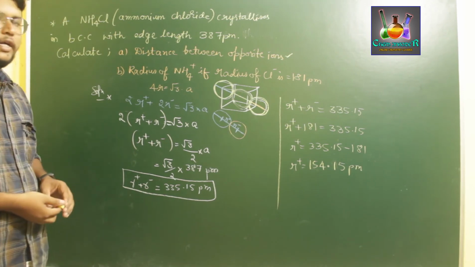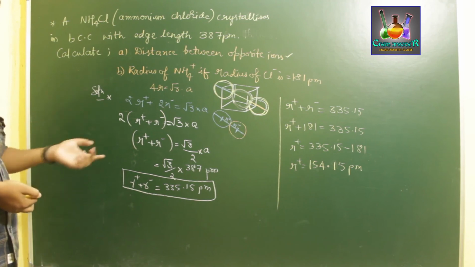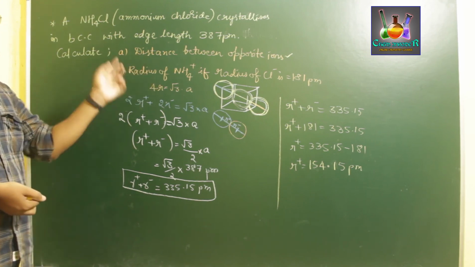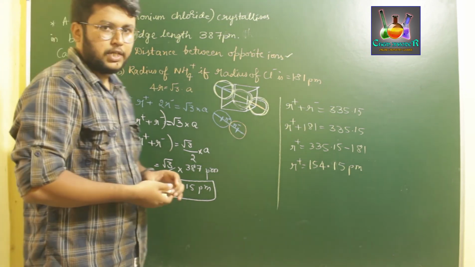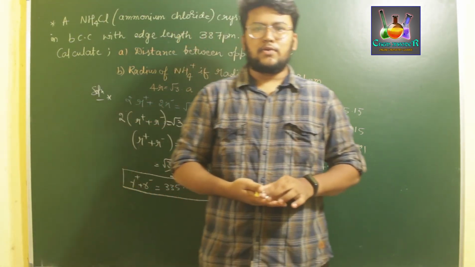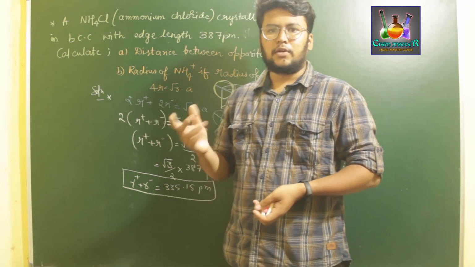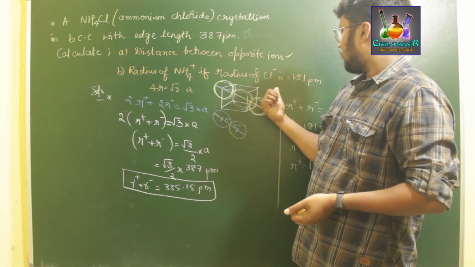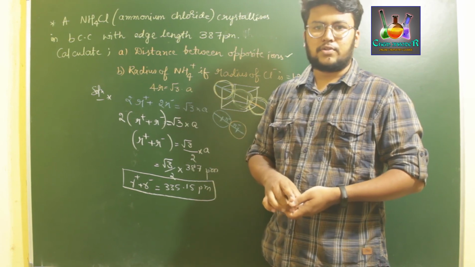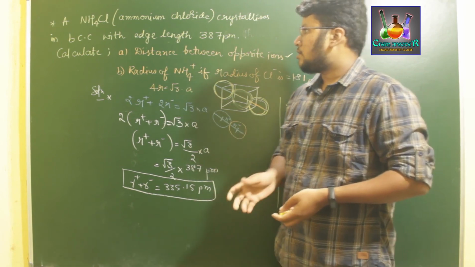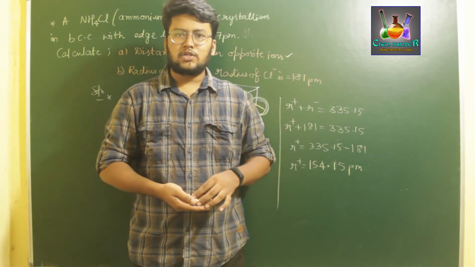So this is how we calculate the radius of the ammonium ion if we know the radius of the chloride ion, for which we first have to calculate the distance between the ammonium ion and chloride ion. This is about the different problems involved in solid state chemistry using the BCC or FCC lattice. They may also ask you the same problem with respect to the FCC lattice. In the FCC lattice, instead of 4r equal to root 3 into a, we take a different formula for FCC, which is used in the packing efficiency calculation. I hope you have understood how we can solve a complete problem in the solid state chapter.